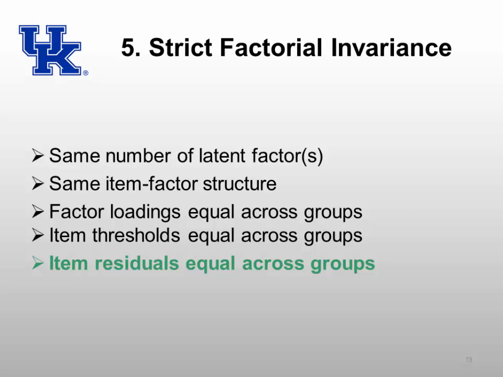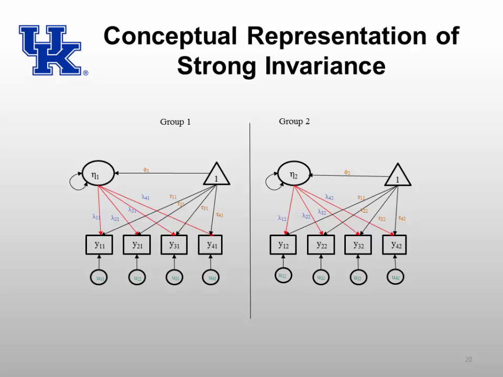Lastly, we have strict factorial invariance. This is the highest level of measurement invariance that we can achieve. At this level, we look to see if we hold our item residuals equal, do we still have good model fit across groups? So we're looking at the error for the items. And it looks like this.